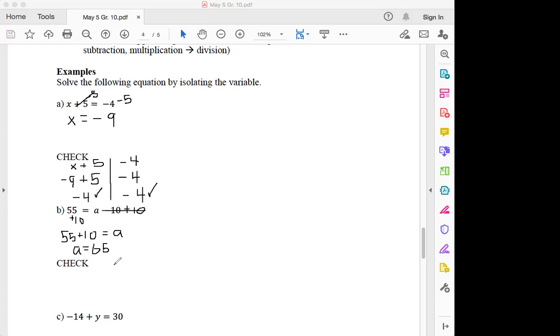And we're going to do our chart again. We're going to check to make sure that our answer is right. So you're going to have 55 on this side. You're going to have a minus 10 here. And you're going to replace it with the answer that you have. So 65 minus 10 should equal 55. And it does. So 65 minus 10 is 55, which means you have the right answer on both sides, which means that you got the right answer. So check them off, you're good. So I'm going to clear these. We're going to do one more example and you're on your own.